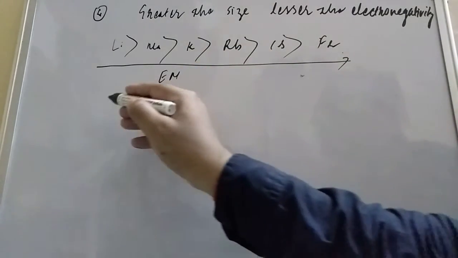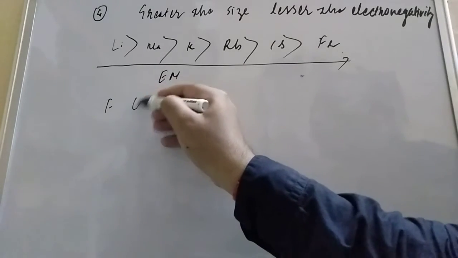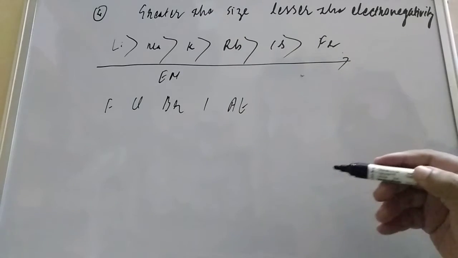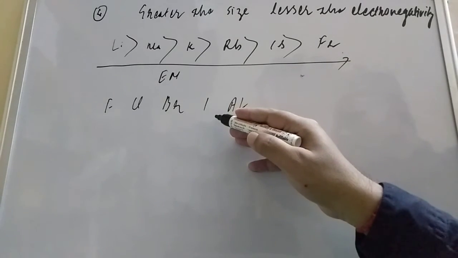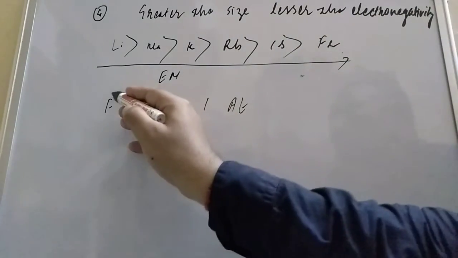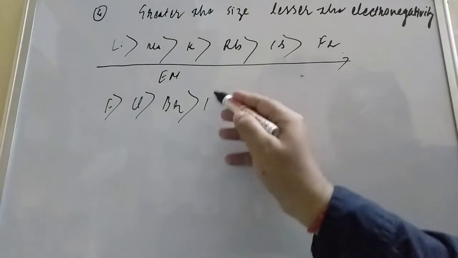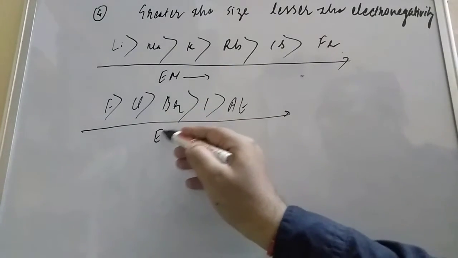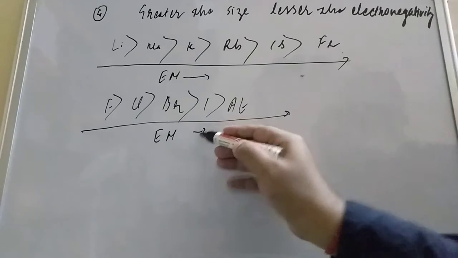If you talk about another group, suppose you are taking group 17: fluorine, chlorine, bromine, iodine, astatine. So what are you talking about, student? Astatine and iodine are larger in size, so greater the size, lesser the electronegativity. Fluorine is a small size. This is the order of electronegativity. This point you keep in mind, student.